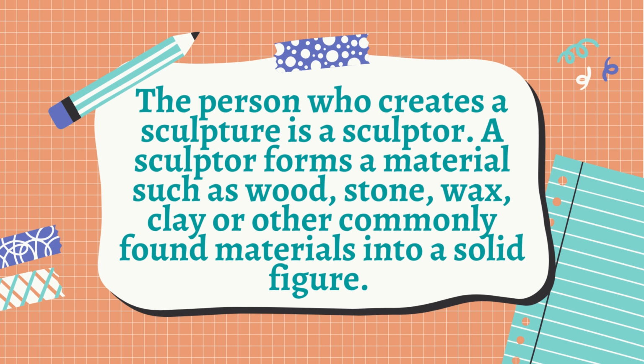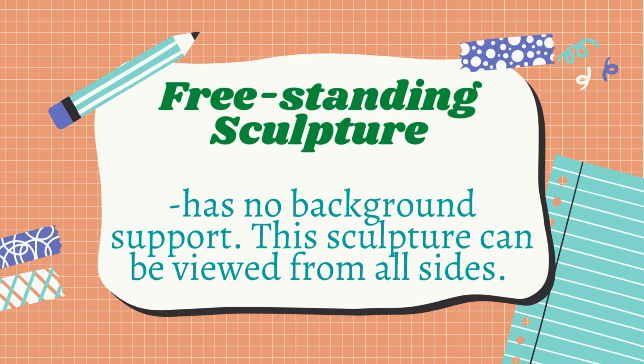Sculptures have different types. There are two types of sculptures, the freestanding sculpture and the relief sculpture. Now let's get to know what is a freestanding sculpture. A freestanding sculpture has no background support. This sculpture can be viewed from all sides. The statue of Benigno Ninoy Aquino Jr. in Makati City is an example of a freestanding sculpture.